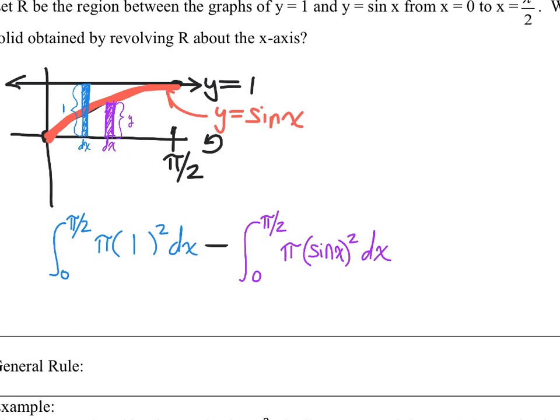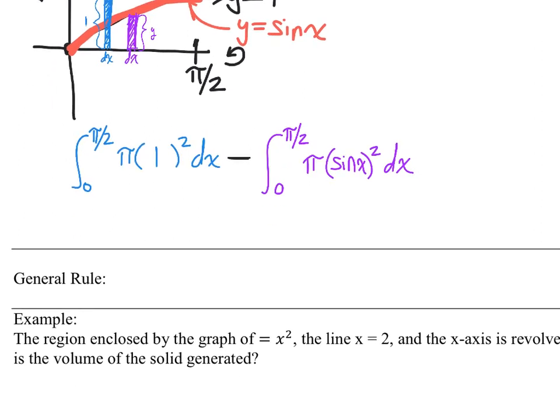Before we do that, though, because I just realized that I changed my notes to include a general rule, so we'll actually get to the point where it's a general rule. You'll notice that the bounds of integration are the same. Both cases involve a pi. The only thing that varies from one case to another is the r squared part. So this could be simplified down to the integral on the interval of 0 to pi over 2.